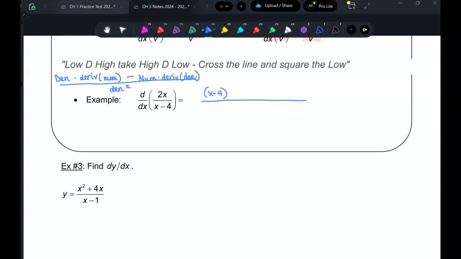D high, low D high. So derivative of the top, 2. Minus, take means minus. Low D high, take high D low. 2x. Yeah, the derivative of the bottom, that'll just be 1. Cross the line, that's our fraction line, and square the low. Now, I'm not going to bother multiplying out the denominator. I am going to leave the x minus 4 squared. So let's just combine what we can in the numerator. So that's going to be what? 2x minus 8. So just negative 8.